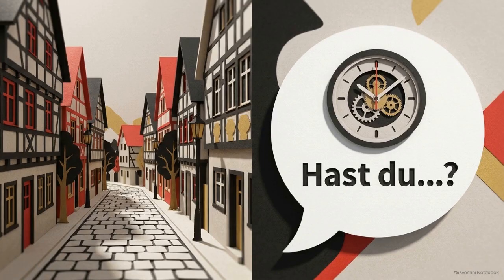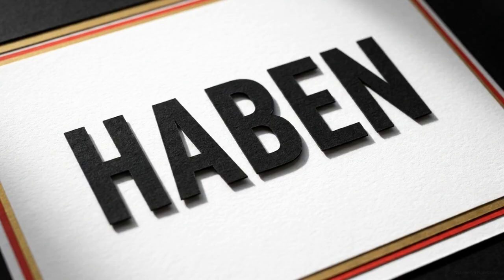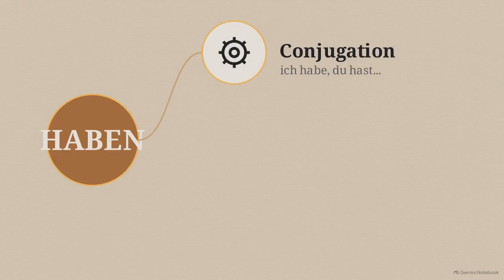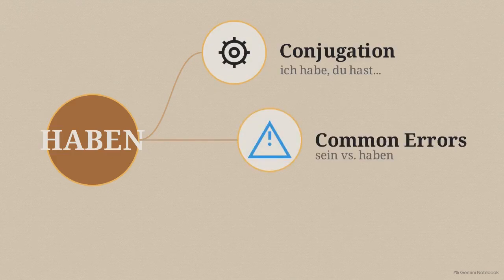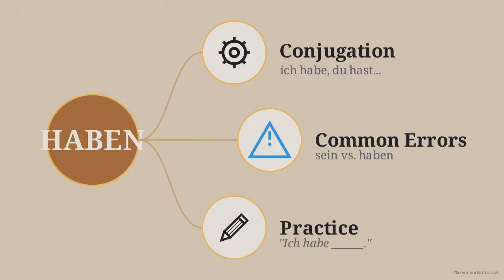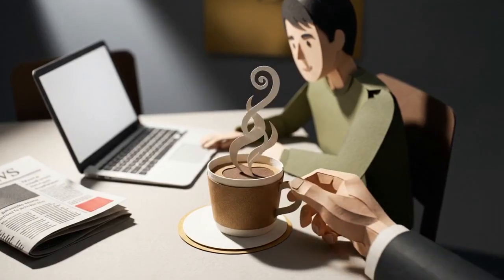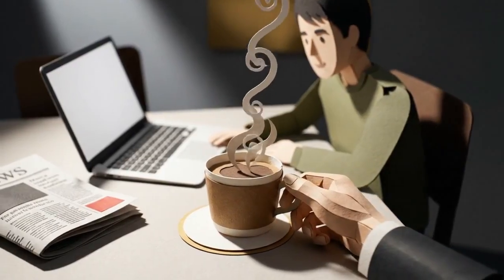Instead of memorizing dozens of different sentence structures, you can express all of these ideas by learning a single verb, haben. This video covers the exact conjugation of this verb, shows you how to avoid the most common translation errors, and gives you the chance to write your own correct sentence. Mastering haben is a practical shortcut that allows you to start communicating about your immediate surroundings in German right away.